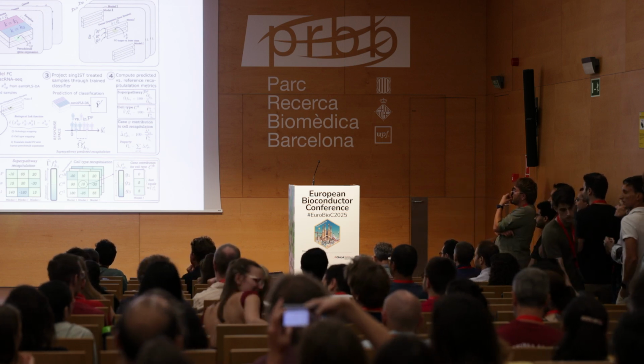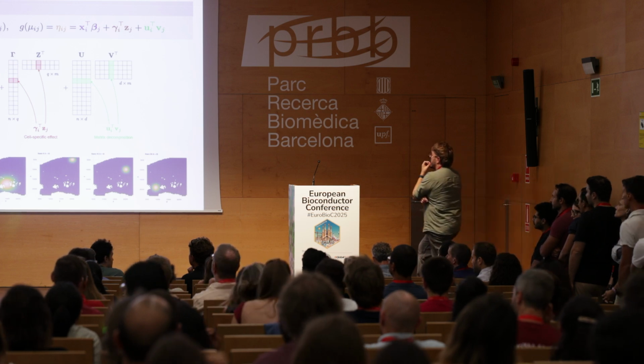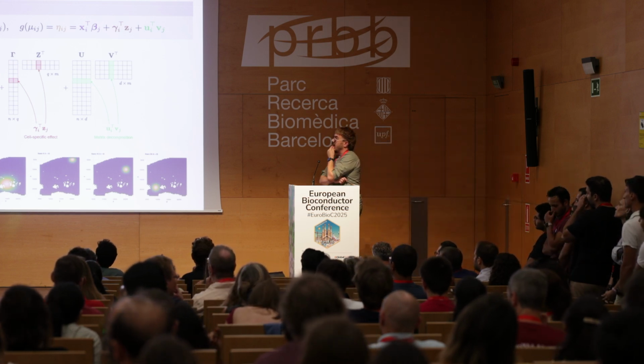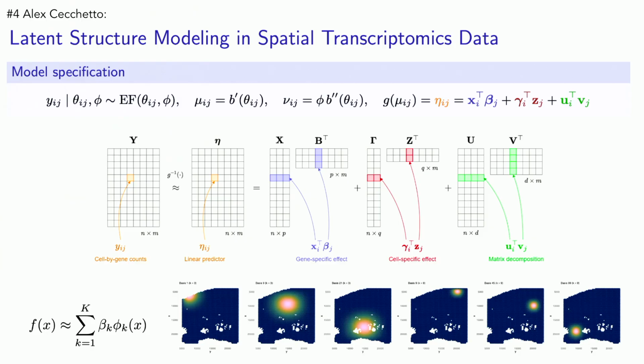Thank you. Next speaker is going to be Alex Cecchetto with latent structure modeling of spatial transcriptomic data. Hi, everyone. In my poster, I will present this generalized matrix factorization model that Levin presented this morning. Through this model, we are able, through a linear predictor, to handle gene-specific effects, and to capture residual variation through a matrix decomposition.